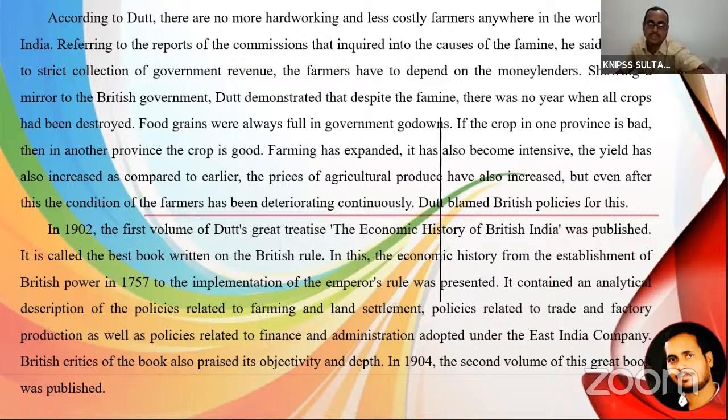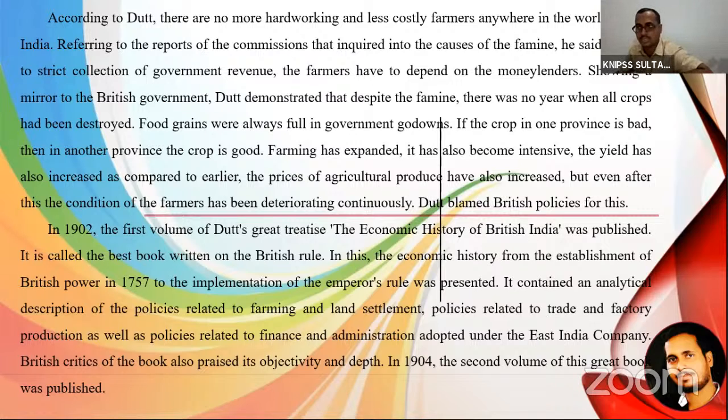In 1902, the first volume of Datta's great treatise, The Economic History of British India, was published. It is called the best book written on the British. In this, the economic history from the establishment of British power in 1757 to the implementation of the Emperor's rule was presented. It contained an analytical description of the policies related to farmers and land settlement, trade and factory production, as well as the financial and administrative policies adopted under the East India Company. Even critics of the book praised its objectivity and depth.